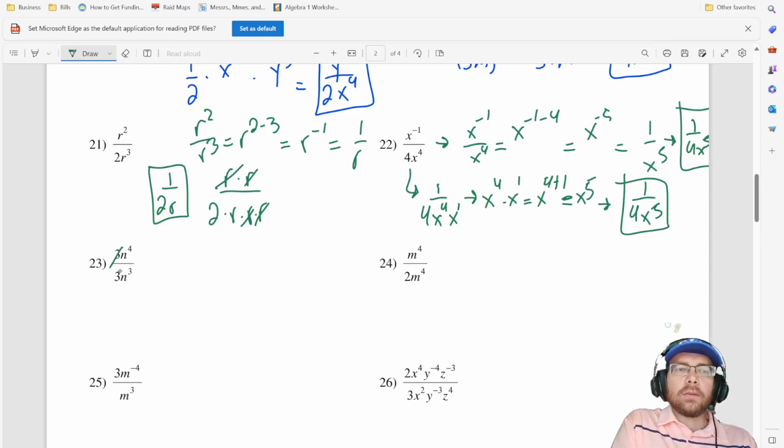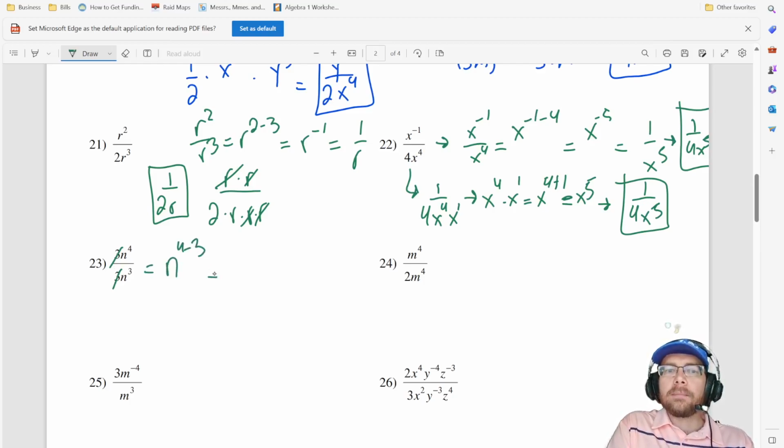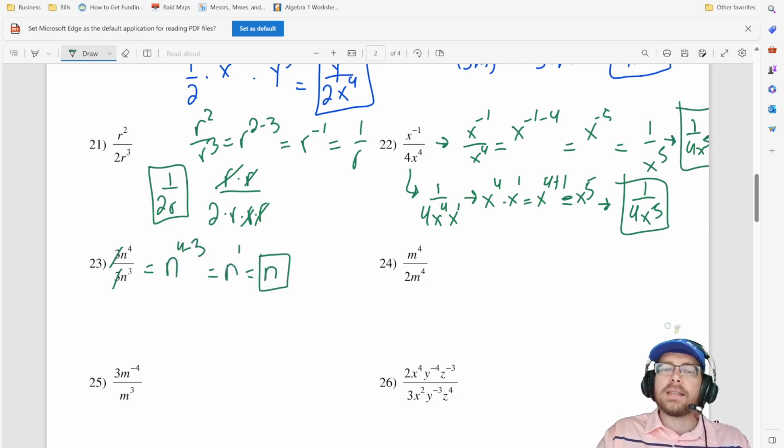Here, the 3's cancel. And just like how a 3 cancels with a 3, an n will cancel with an n. So that's going to be n to the 4 minus 3 power, which is n to the first power, which is just n. So n is the answer.